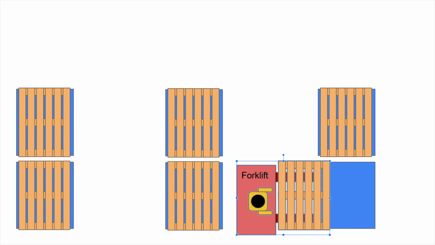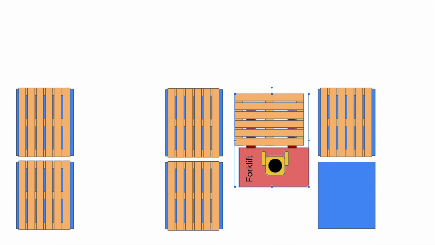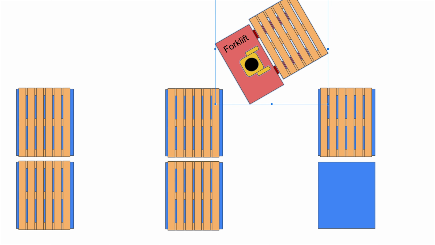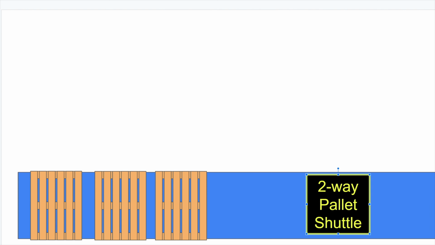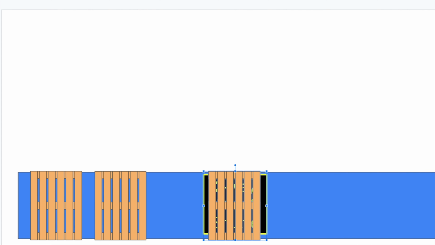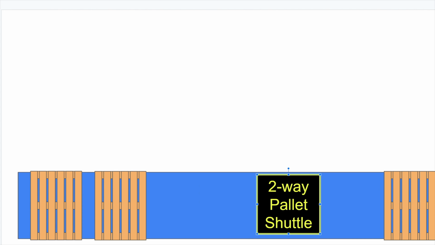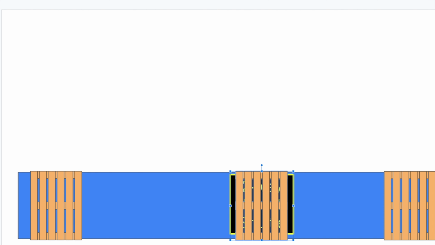You also see that a lot of space is used by the forklift to drive around. That's not ideal. How do we solve this? Let's zoom in to the pallet location. You see they are very small. How can we expand them? So we make them longer, but then they are not accessible anymore. So what we do, we add a two-way shuttle to move the pallets from one side to the other side.